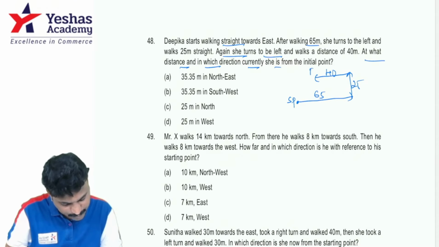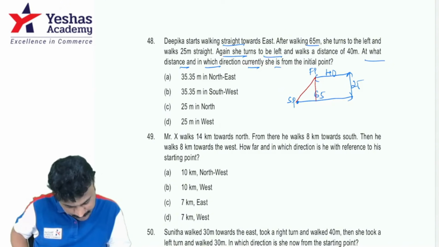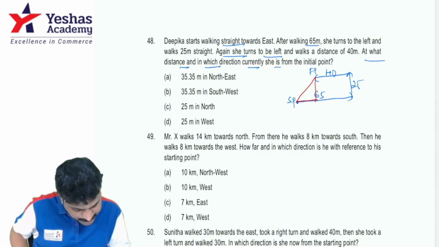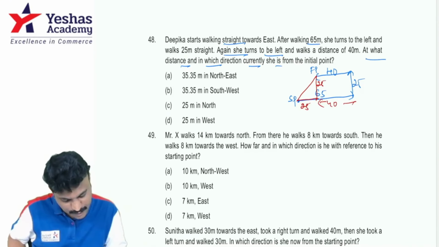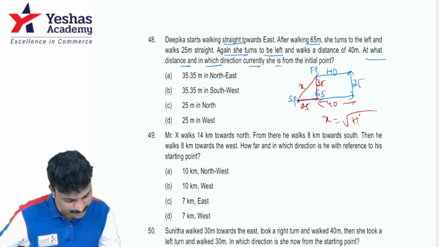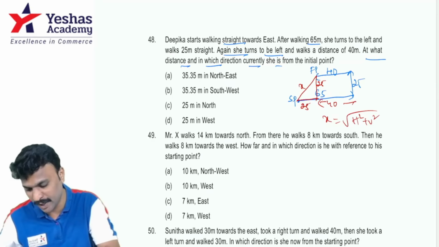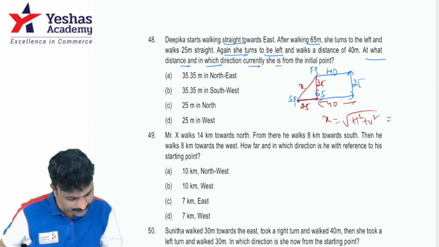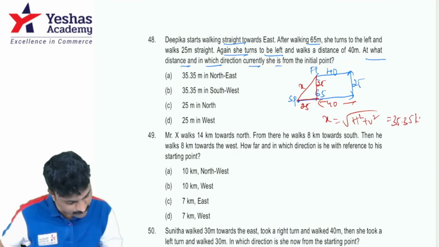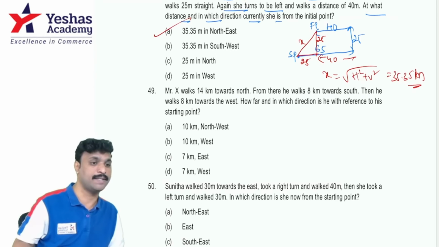From the starting point, the final point, you can clearly see it's a slant distance. Correct? Whenever you come across a slant distance, complete the right angle triangle like this. Correct? So what is this distance? Can you tell me? This is 40. Definitely this has to be 25, and the vertical distance is also 25 only. Now x is equal to root of h square plus v square. So 25 square plus 25 square, 625 plus 625, equal to root. How much it is? 35.35 meters. It is 35.35 meters in the northeast direction. So option A is the right answer.